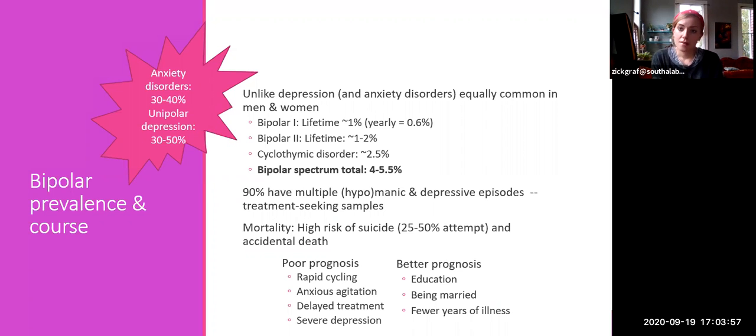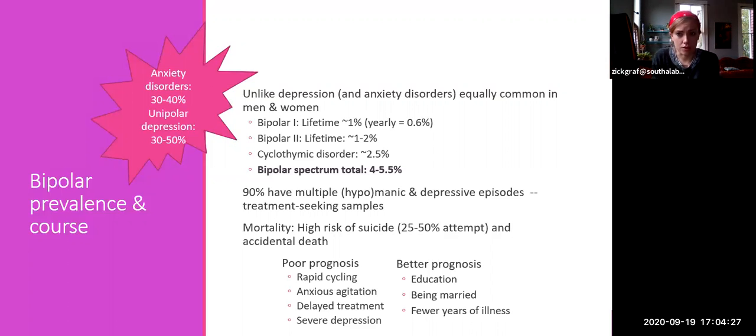So we talked a little bit about recurrence of depression and how about half of people who have one depressive episode never go on to have another one. That's not the case with people who have manic episodes. People who have a bipolar spectrum diagnosis, 90% have more than one mood episode in their lifetime. However, those estimates are based on treatment-seeking samples. Those estimates aren't based on surveying the general population.